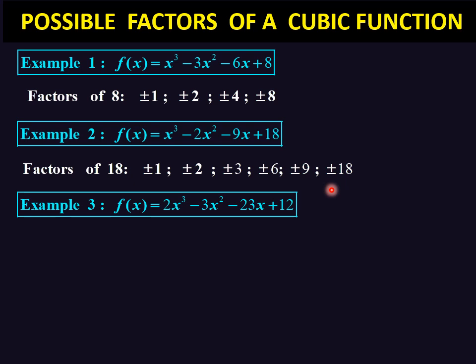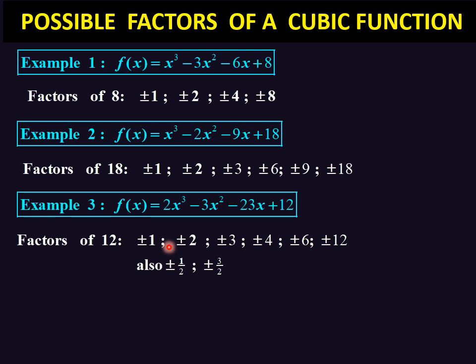Let's look at this one. There we have 12. What are the factors of 12? Those are the factors of 12. But because I have a coefficient of 2, I can also have roots that could be a half and 3 over 2. How do we get a half? 1 over 2, 3 over 2. I won't take 2 over 2 because it will give me a whole number. I won't take 4 over 2 because it will give me a whole number.